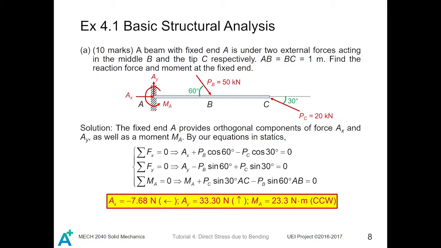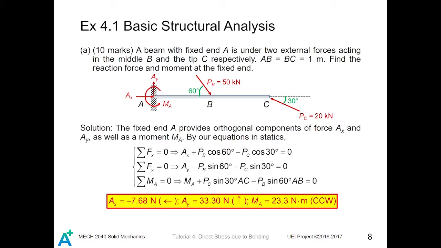this fixed end. By our equations in statics, we know that the net force in x direction is 0, meaning that AX plus PB cosine 60 degrees minus PC cosine 30 degrees equals 0. Also, the net force in y direction is 0, meaning that AY minus PB sine 60 degrees plus PC sine 30 degrees equals 0.